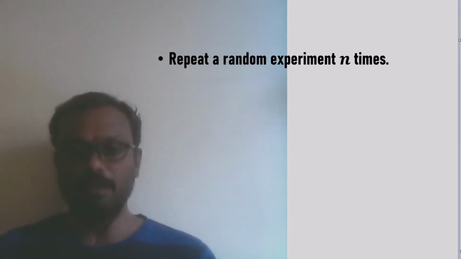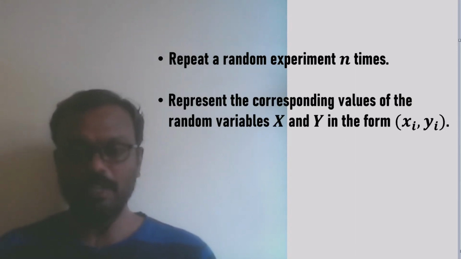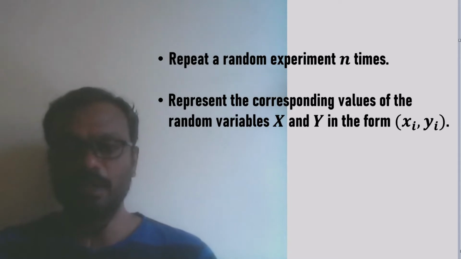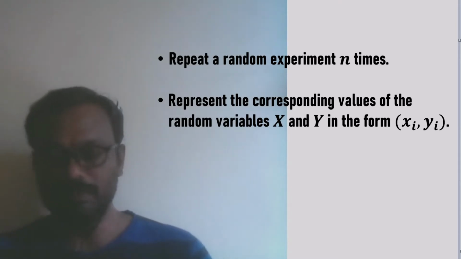So already we know what we mean by a random variable, a two-dimensional random variable. That is, we repeat a random experiment in identical situations for n number of times, and on that we define two random variables x and y. The ordered pair (xi, yi) is called the two-dimensional random variable, where xi is the value of x corresponding to the ith trial and yi is the value of y corresponding to the ith trial.